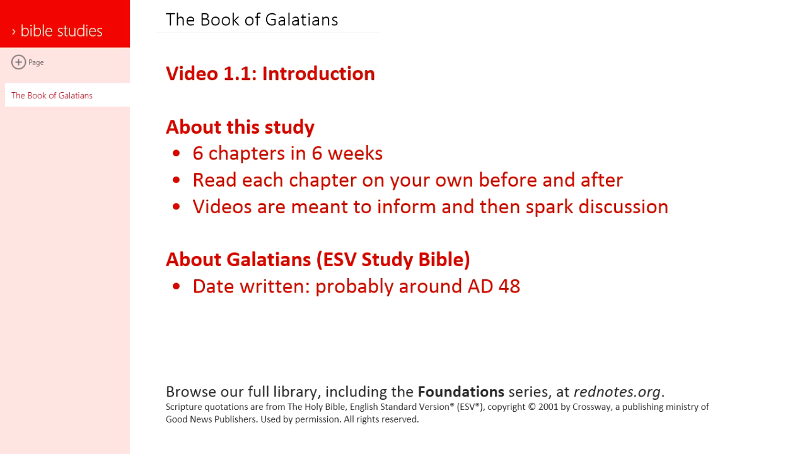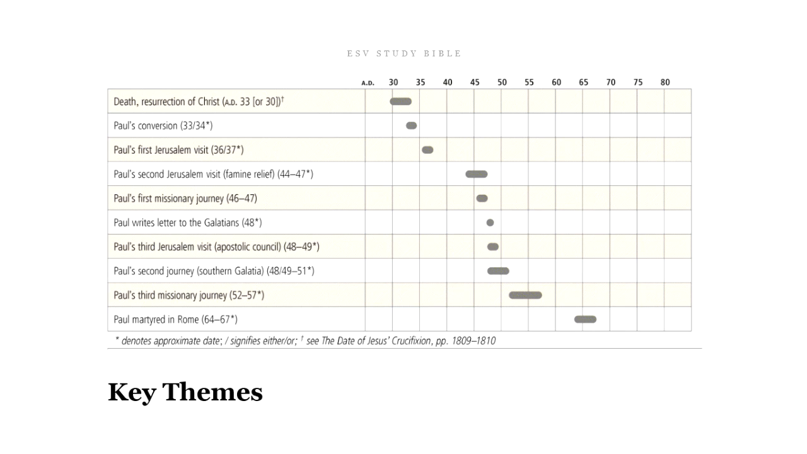And in that study Bible, they suggest that it's probably written around AD 48. Now, there's a little bit of question as to when this was written, but they add a nice little chart in there so you can see the death, resurrection of Christ about AD 30. Paul's conversion about 33, 34 AD, and a couple of visits to Jerusalem. And we see that Paul writes the letter to the Galatians, according to the study Bible, in about AD 48.